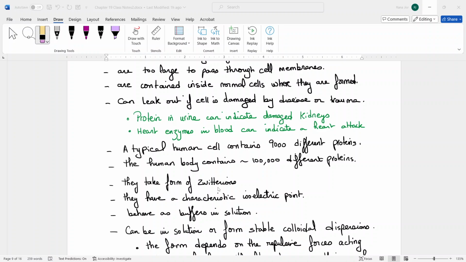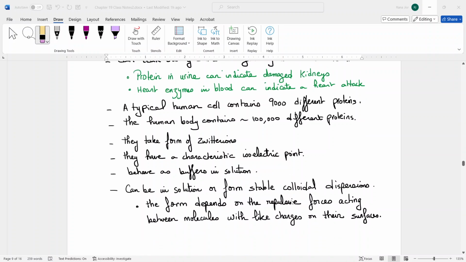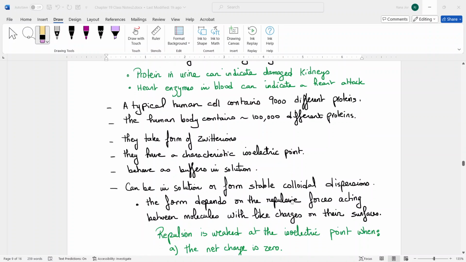Proteins take the form of zwitterions. They have a characteristic isoelectric point, which means that they are neutral there, and then they can behave as an acid or a base depending on the pH of the solution. This is why they behave as buffers in the solution. They can react with acids, and they can react with bases. This is what buffer means.